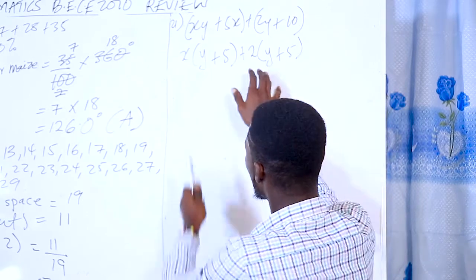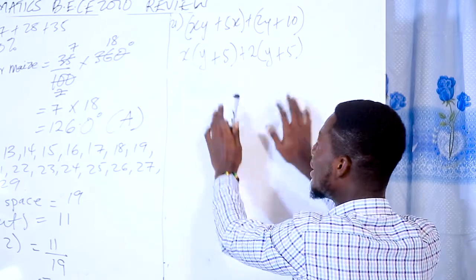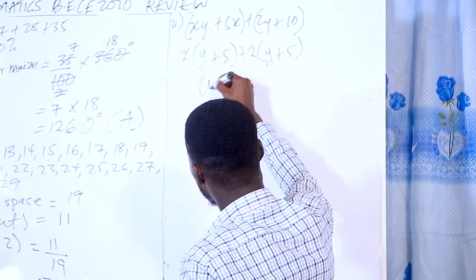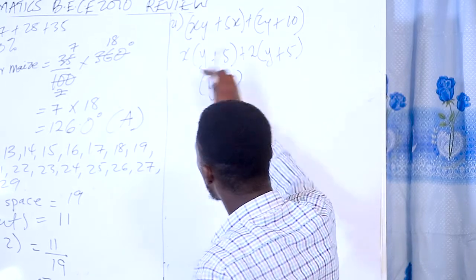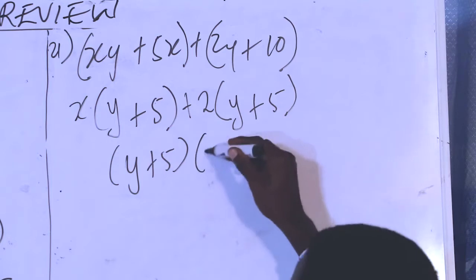All right, after this, you pick the common terms in the bracket. You pick only one of it, y plus 5. And then you put the factored ones also in another bracket.